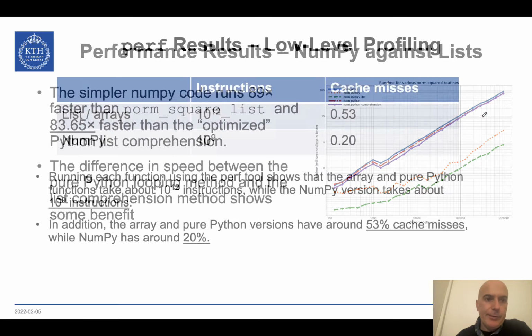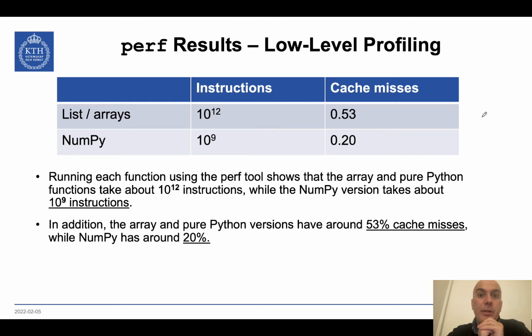In the last lecture we also learned how to use the perf tool for assessing low-level profiling information on a Linux machine. We can do the same for this particular case and compare different versions. We saw that the list and array are pretty much the same performance. That's why I'm putting them together here. When using this kind of approach and monitoring with the perf tool, we get the number of instructions and the number of cache misses in percentage. We observe the following results.